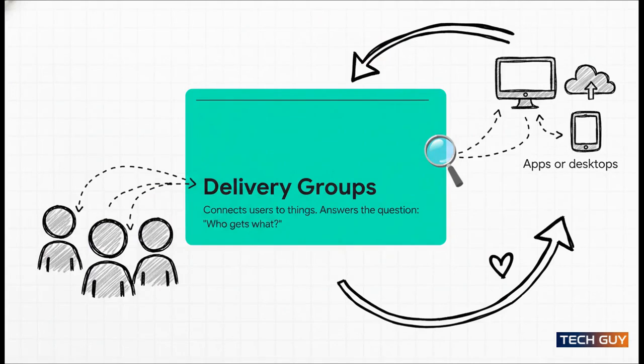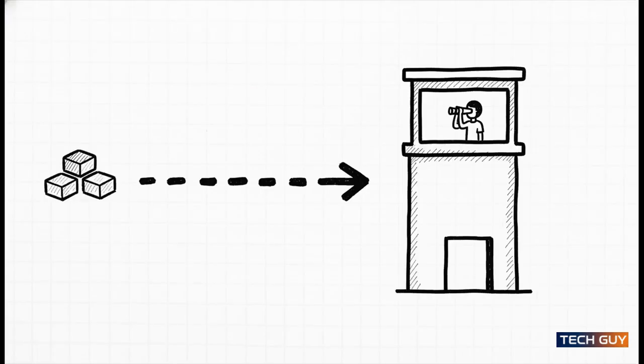And here's the other big one, delivery groups. This one's actually pretty simple when you boil it down. Think of it as the matchmaker. A delivery group answers one critical question: who gets access to what? It just connects a group of users to a group of apps or desktops. That's its entire job.